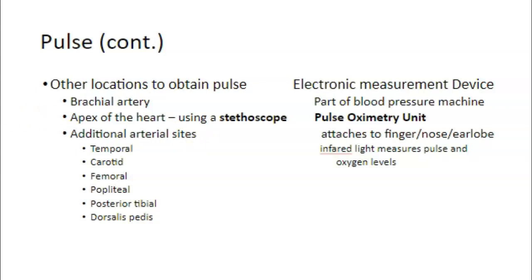There are some electronic digital blood pressure machines or blood pressure cuffs that actually have some of these measuring capabilities for the pulse and for the respirations. There is something called a pulse oximetry unit, which is a little device that fits on the finger. It can also go on the nose or the earlobe if necessary, but it primarily is designed to go on the finger. It's an infrared light, and it measures both the pulse and the oxygen levels.